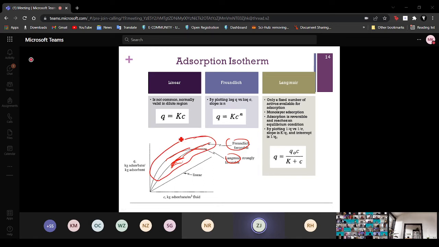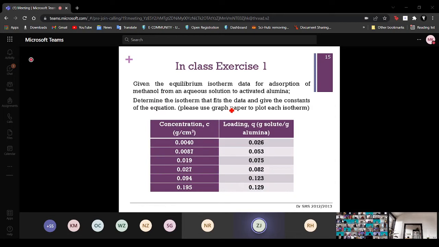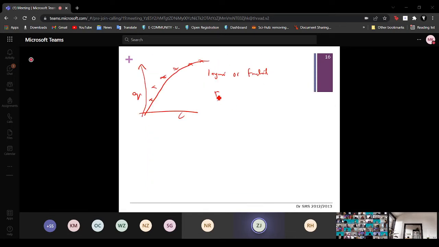Both of them are nonlinear. So that's why, when you have a nonlinear graph, you need to test it one by one. It means you have to test whether it is Freundlich or Langmuir. You need to test one by one. So how to test? Okay, let's say we test Freundlich. You need to test Freundlich.